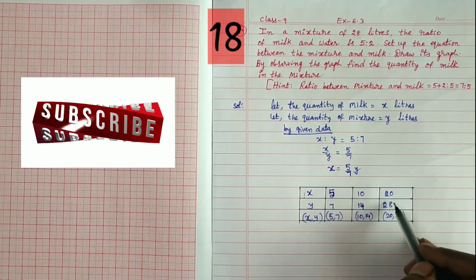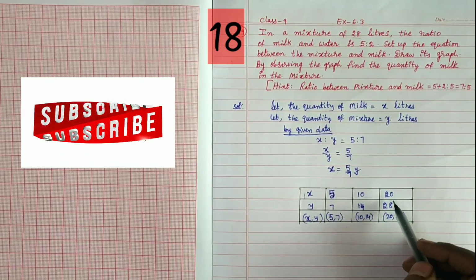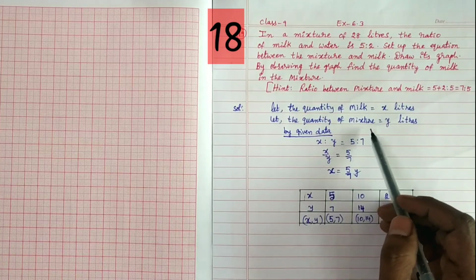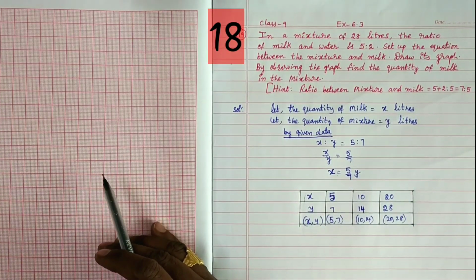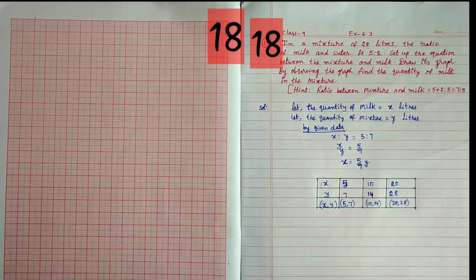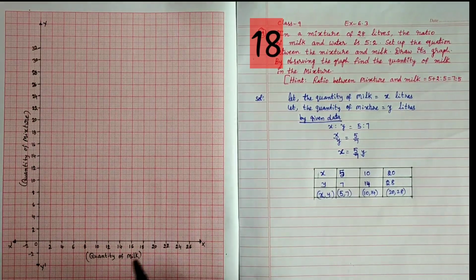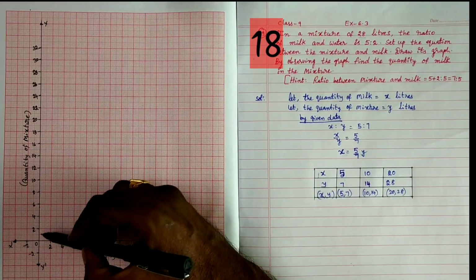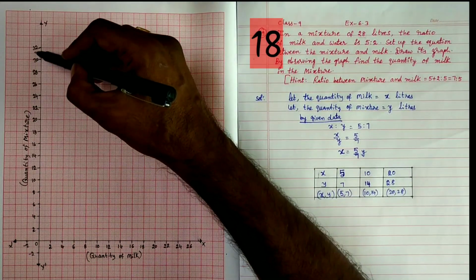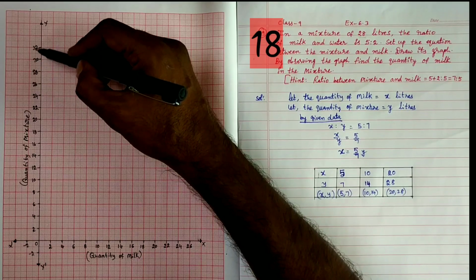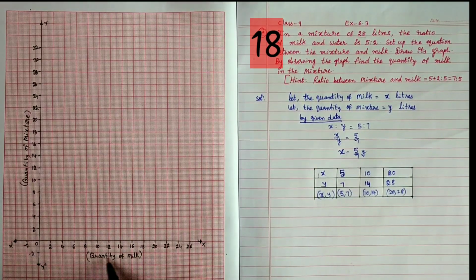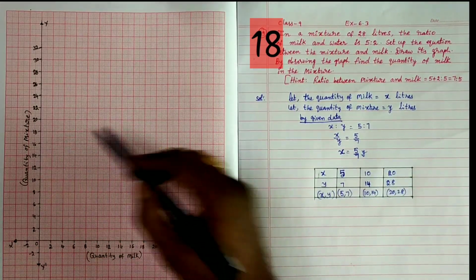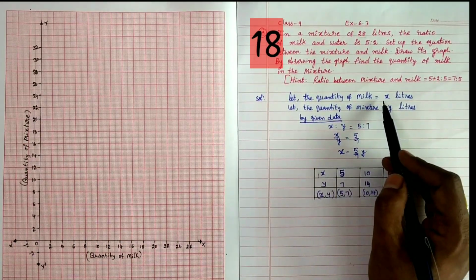By observing these points, 20 and 28 are some large values, so it is better to take 1 centimeter as 2 units on both x-axis and y-axis, and ratio of milk and mixture never be negative, so take x-axis y-axis as corner. So I took 1 centimeter as 2 units on x-axis and 1 centimeter as 2 units on y-axis. X-axis indicates quantity of milk and y-axis indicates quantity of mixture.